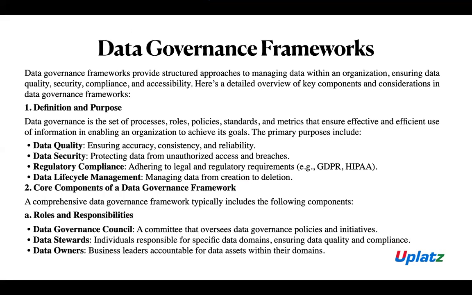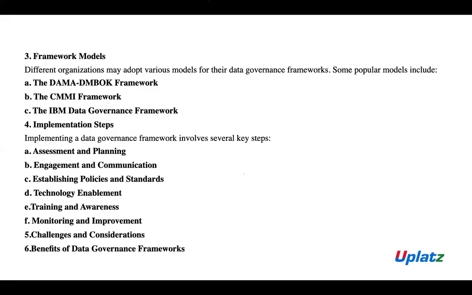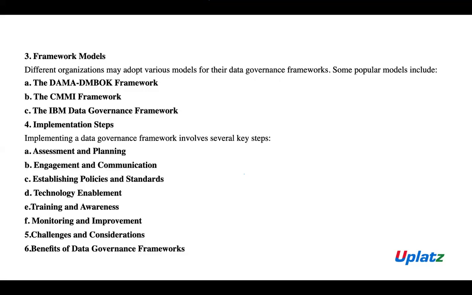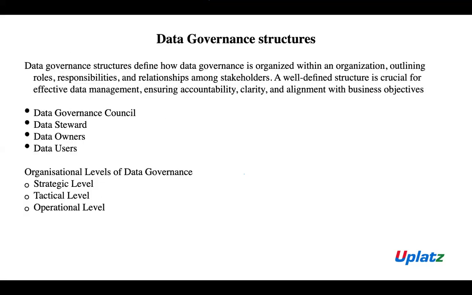Data governance framework, so we have seen the definition and purpose, core components of data governance framework, policies and standards, processes, tools and technologies. We have also seen the data governance structures, the data governance council, data steward, data owners, and data users. We have seen organizational levels of data governance, the strategic level, tactical level, and operational level.